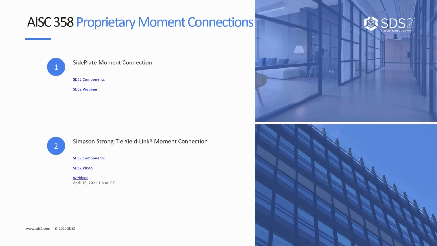There's also a Simpson Strong-Tie Yield-Link moment connection that's included in the 358, and Simpson Strong-Tie has developed plugins for SDS2 for their moment connection. Again, there are components for that. Simpson Strong-Tie specifically distributes that. You can go on their website and get those directly from them.